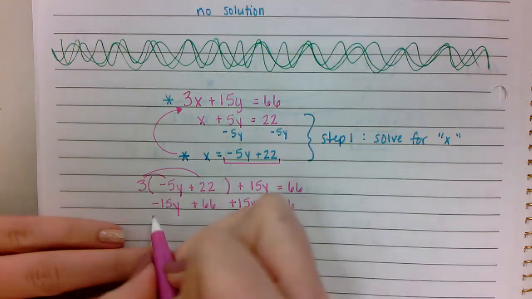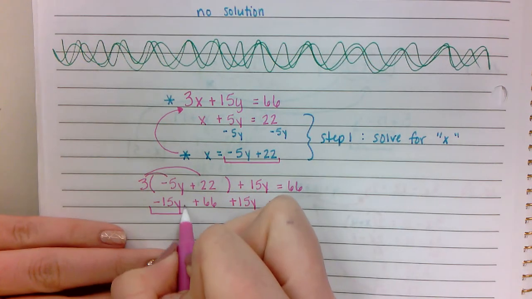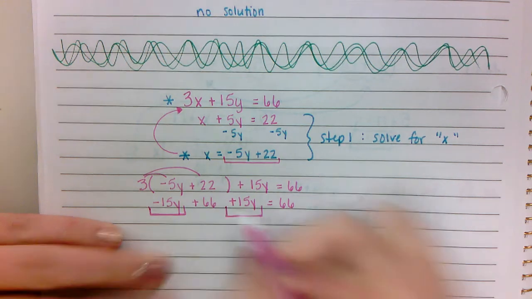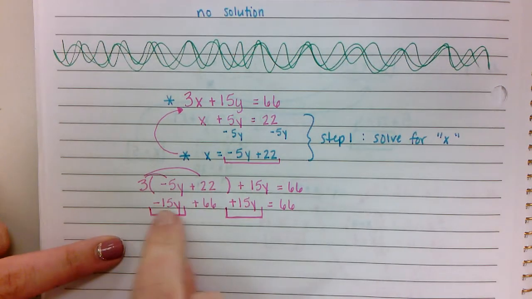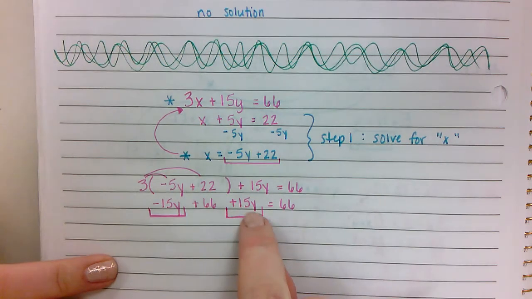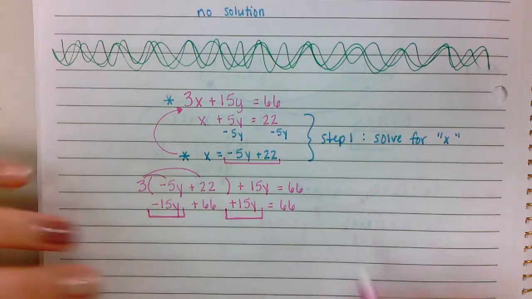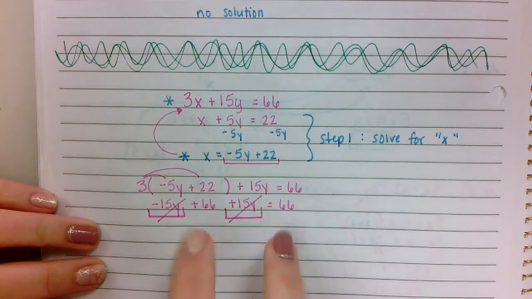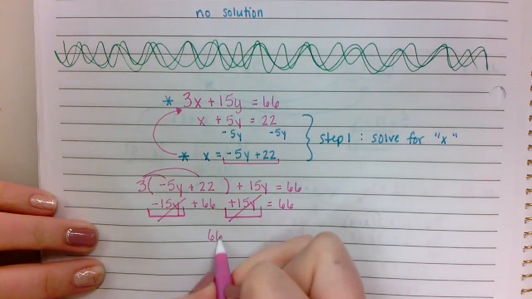Yet again, we see like terms right here and right here, except for just like before, they cancel out, right? Negative 15y plus 15y is 0. Or positive 15y minus 15y, it's 0. So they're going to cancel each other out. So the only thing we can bring down are these two numbers.